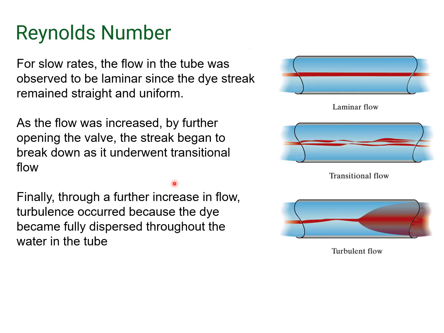What Osborne Reynolds observed was that for slow rates, the flow in the tube was laminar, since the dark streak remained straight and uniform. However, as the flow was increased by further opening the valve at B, the streak began to break down and it underwent what's known as transitional flow. Finally, as the valve at B was opened further, what's known as turbulence occurred because the dye became fully dispersed throughout the water in the tube.